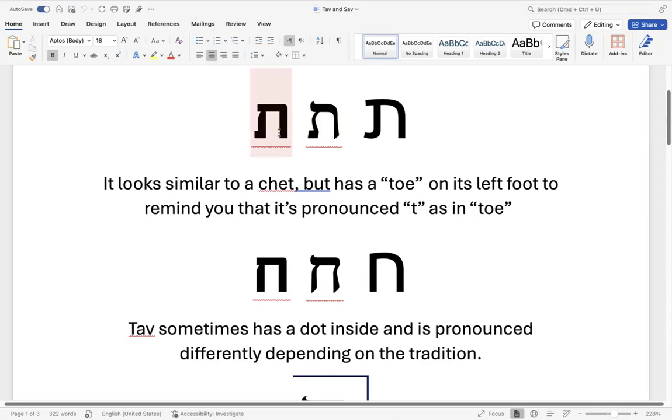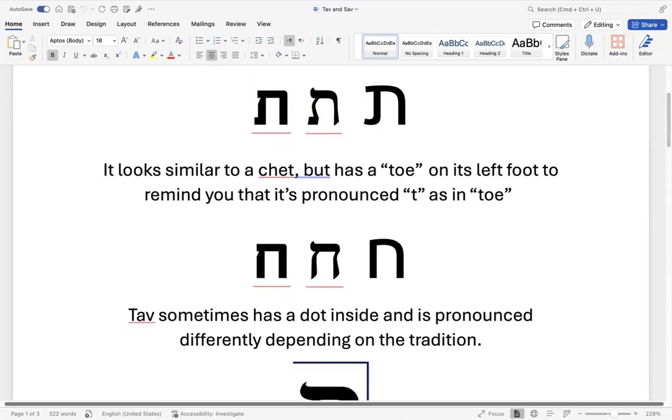Here's the letter Taf. It is in a couple of different fonts, and it looks similar to this letter, which you have already learned. This is the letter Chet, but it has this little extra piece, which we're going to call a toe on the left foot to remind you that it's pronounced T as in toe. Look at this angle and this angle. It's so similar to a Chet, but a Chet goes straight down and the Taf has a little toe.